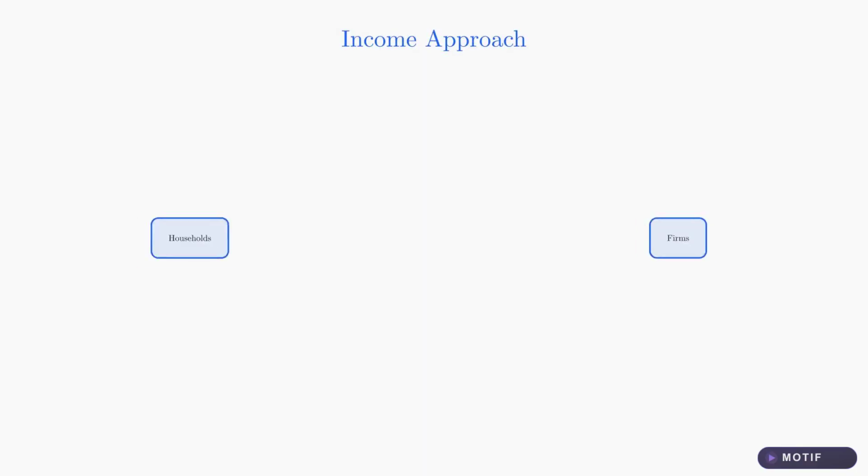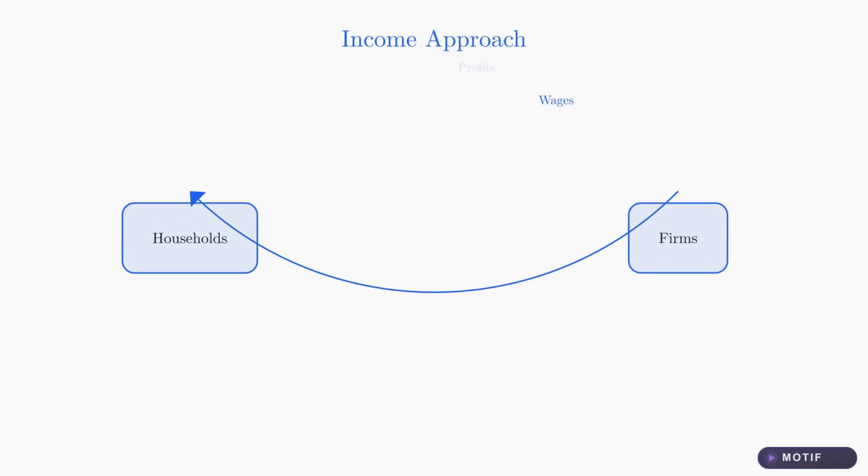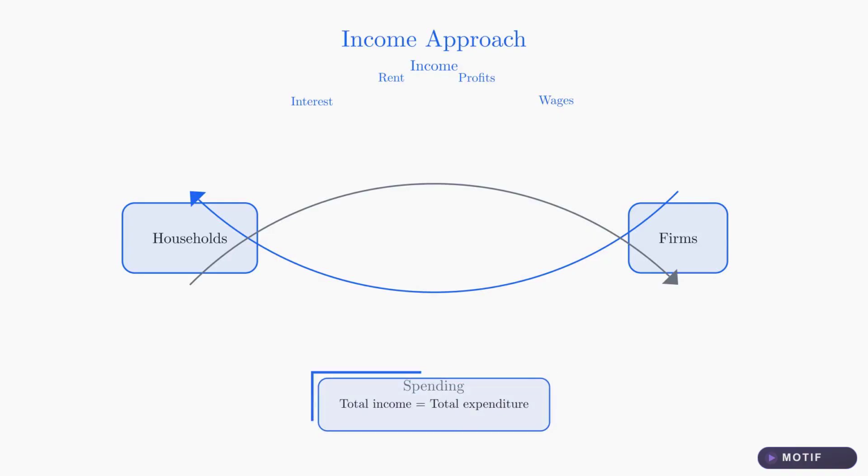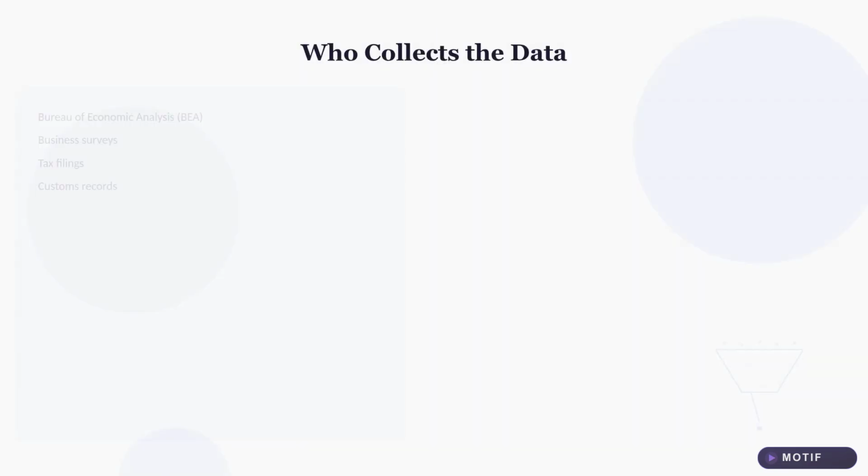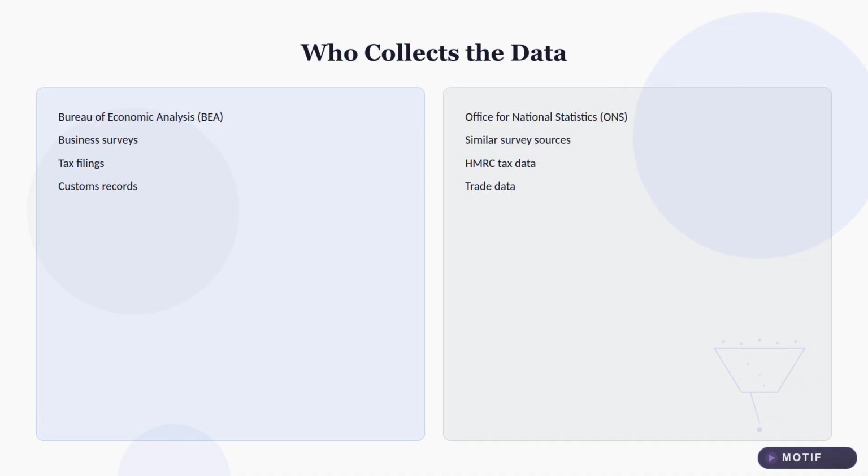The income approach works from the opposite direction. Instead of measuring what was spent, it measures what was earned. Wages and salaries, corporate profits, rental income, and interest income are all summed together. The key insight is that every dollar spent by a buyer becomes a dollar of income for a seller. This is the circular flow of the economy, and it is why the income and expenditure approaches must, by definition, produce the same total.